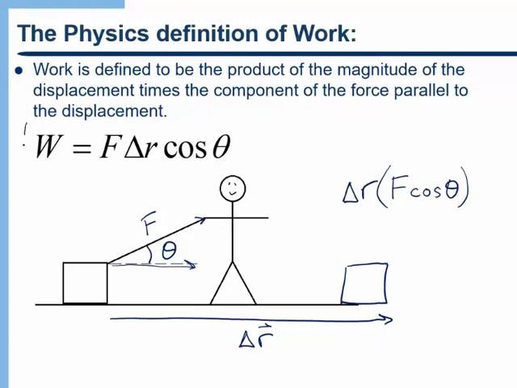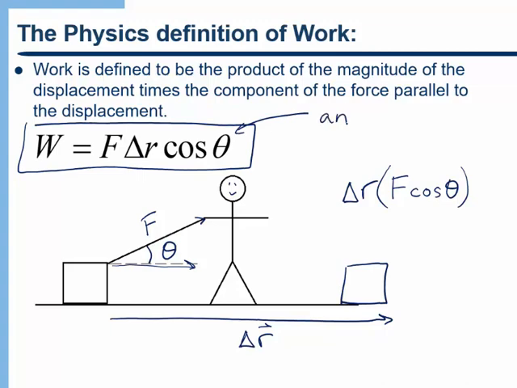In general, when we actually write it, we write it this way, that it's the force times the displacement times the cosine of the angle. And that is the angle between F and delta R.